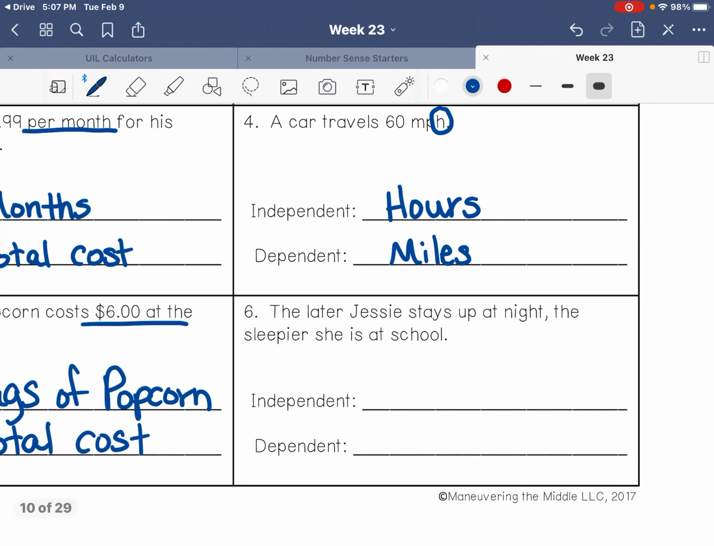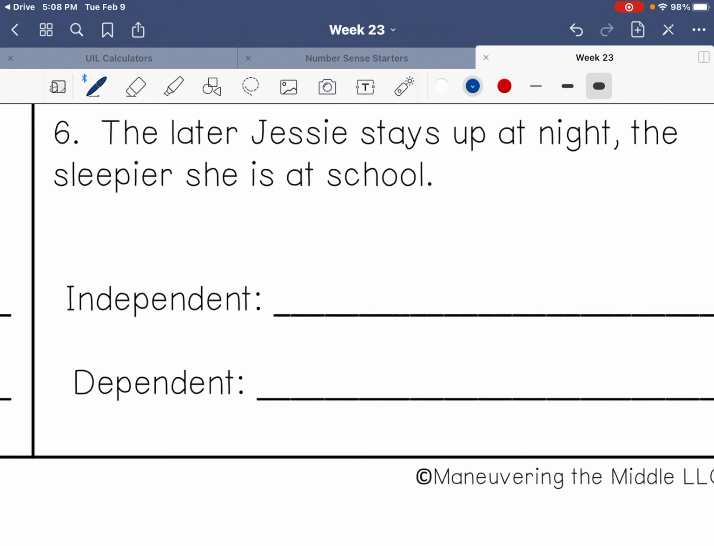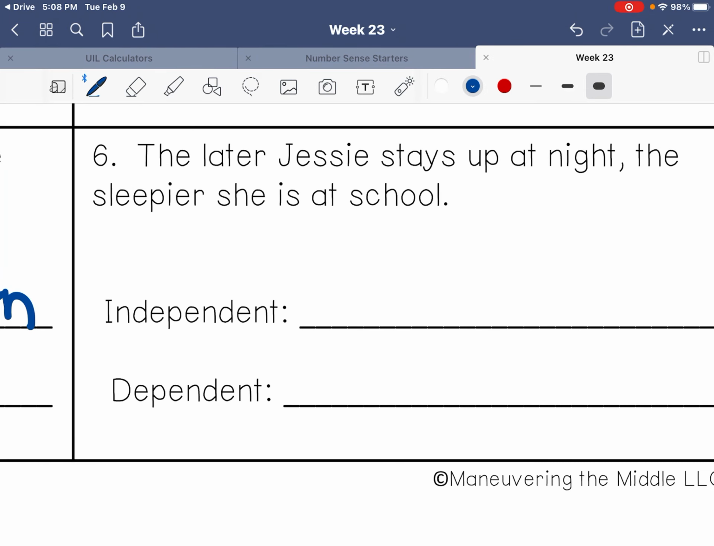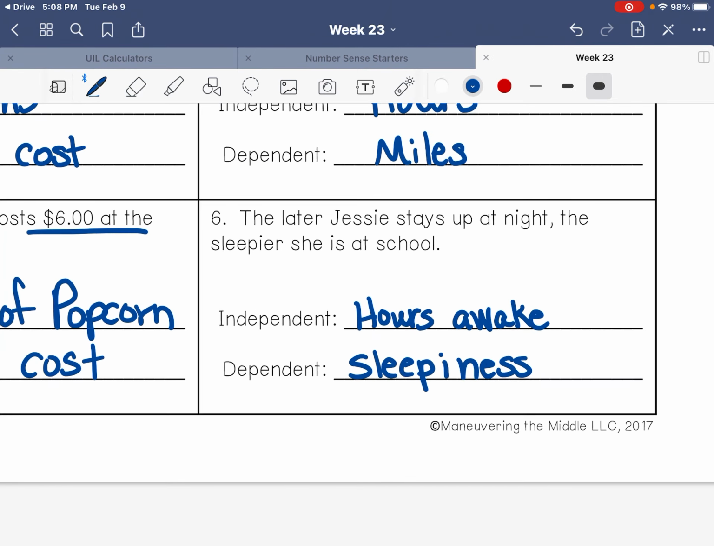Number 6, the later Jessie stays up at night, the sleepier she is at school. I don't necessarily love this example, but if you're staying up late, that's staying up hours. So we can say the hours that she's awake determine exactly how sleepy she is. I don't know how we would measure that mathematically, but how sleepy she is will depend on how long she's awake, right?